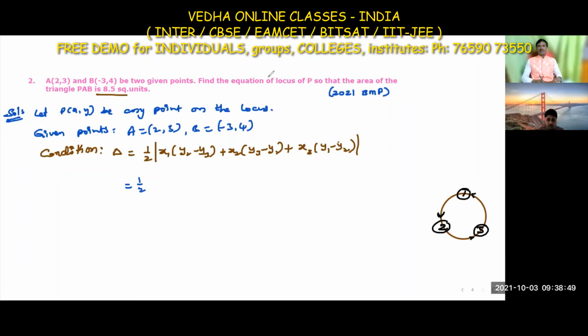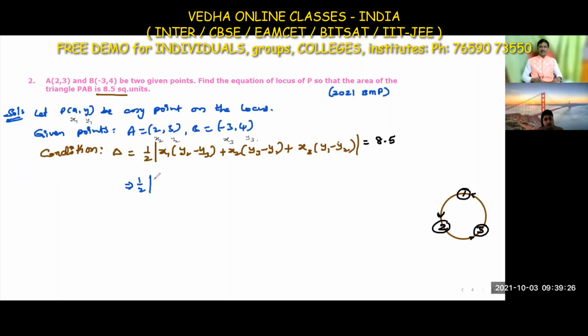Now substitute all the values. The value is given: the total area is 8.5 square units. Now I am substituting all the points into 1 by 2. I am taking x, y as x1, y1, and this is x2, y2, and x3, y3.